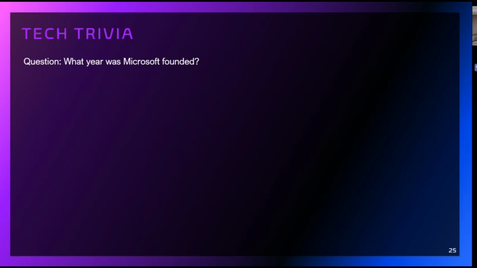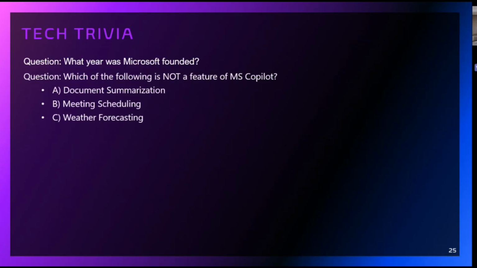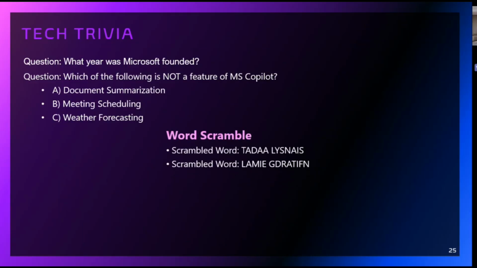1976. Okay, great. What is not a feature of Microsoft Copilot? What can it not do? Weather forecasting. Great. Okay, let's do some scrambling. Let's resolve this. The first one is very easy, I would say. Data analysis. Great. What is the second one?